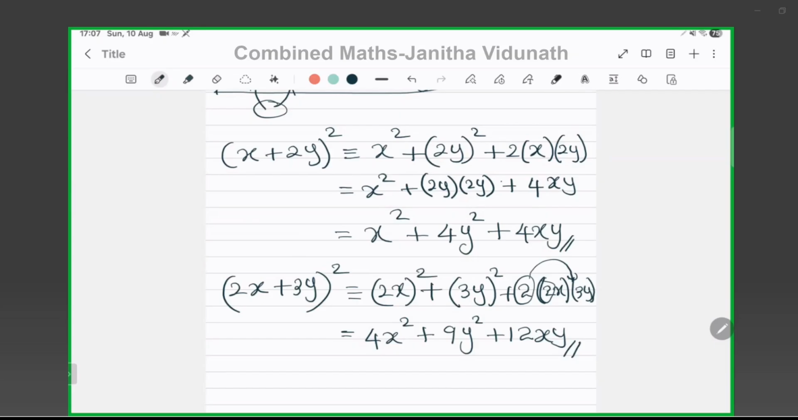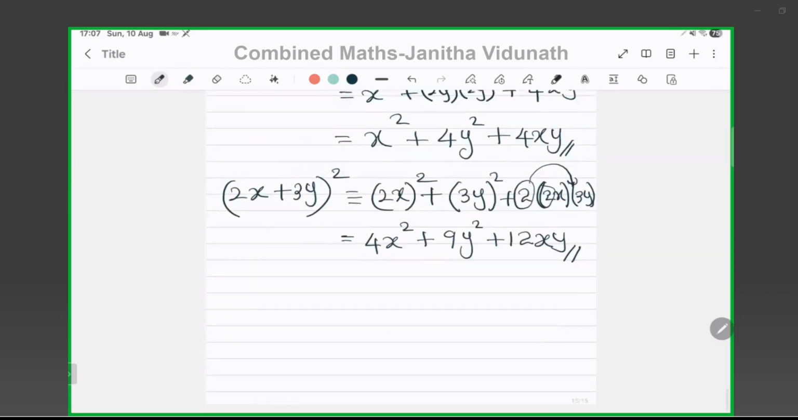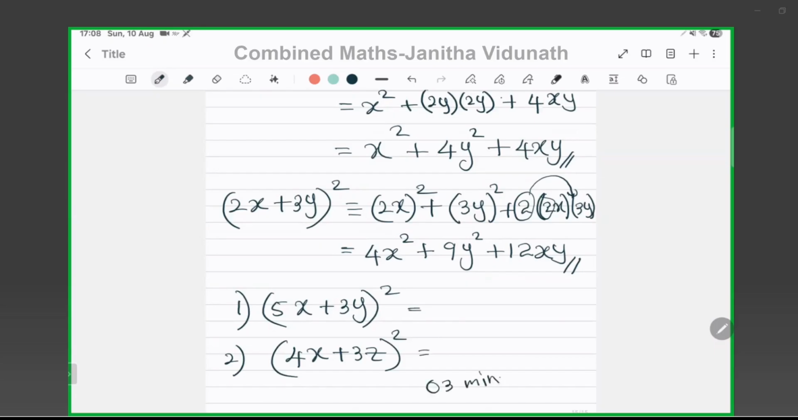Now I will give two questions for you to try out this method on your own. First one is (5x + 3y) whole square. Second one is (4x + 3z) whole square. Okay. Try these two within 3 minutes and send me the answer.